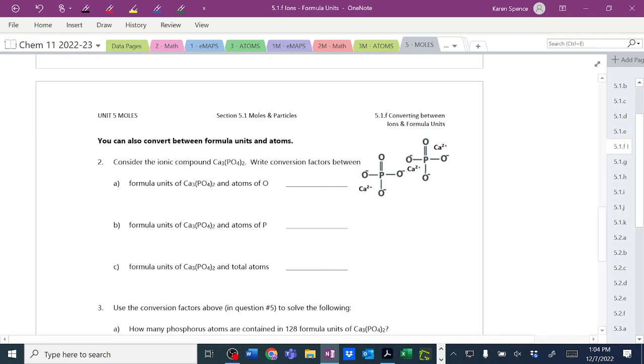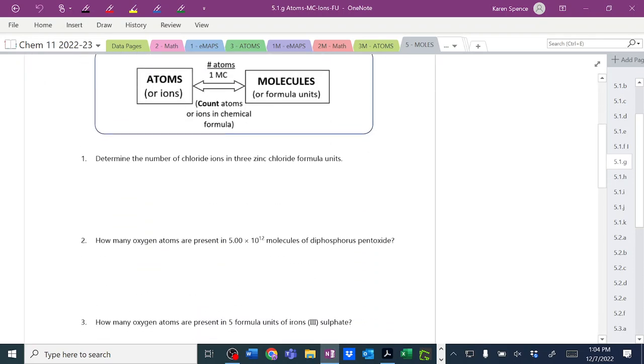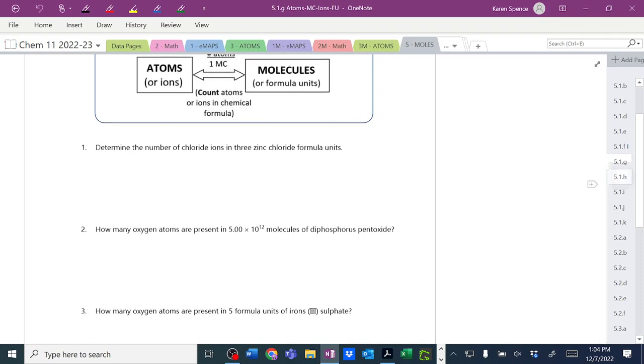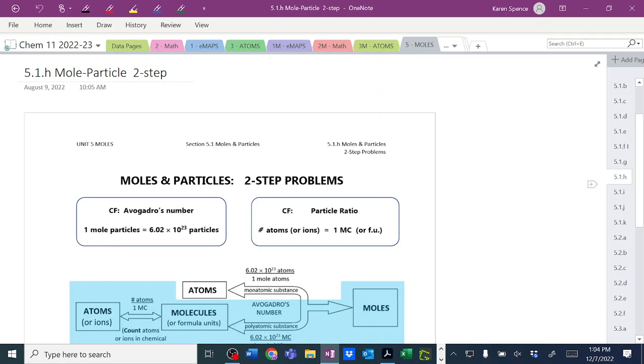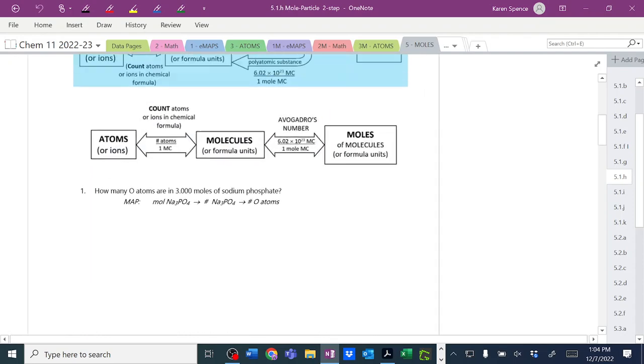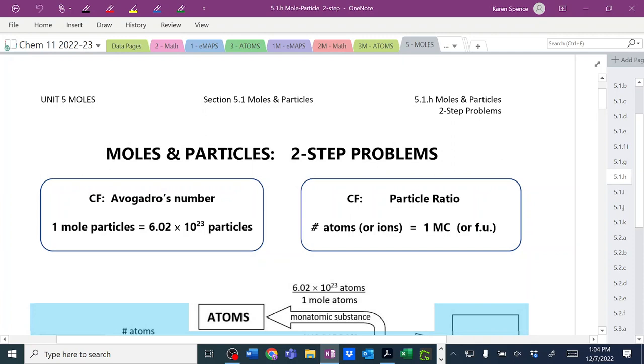I'm going to leave this page for you to try, okay? But we're not going to do that right now. We're going to skip ahead, and I'm going to let you go back and practice those once we've done this together. So we're skipping ahead to 5.1H, which is on page 20.